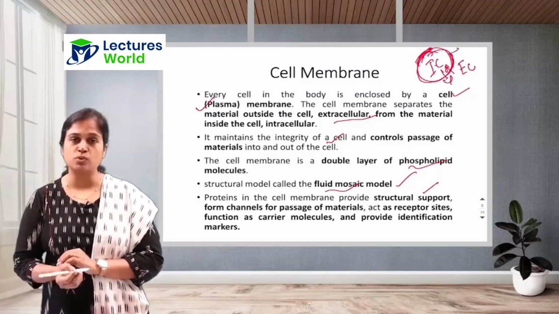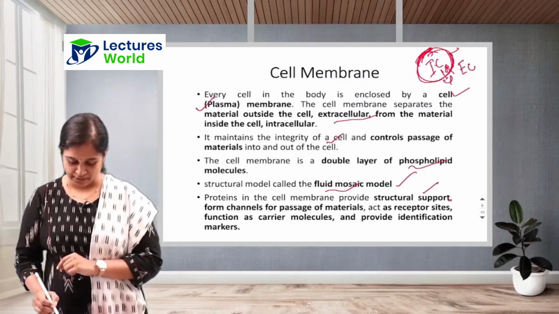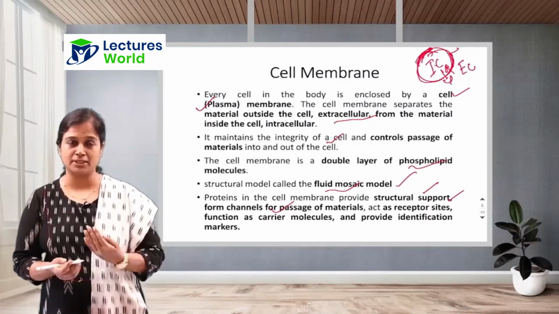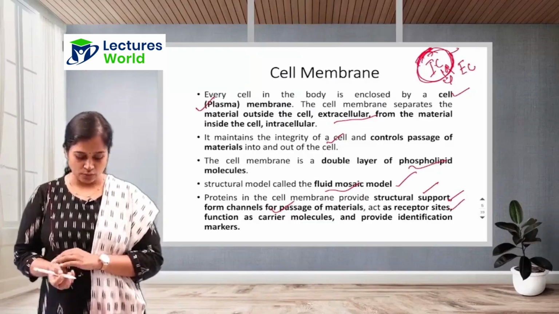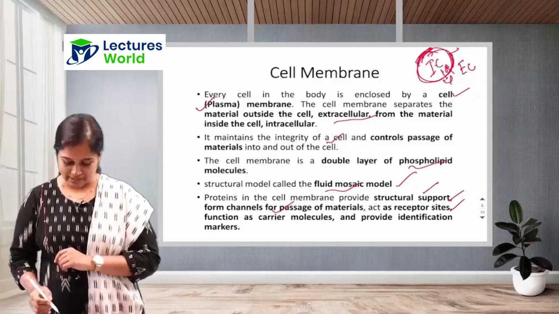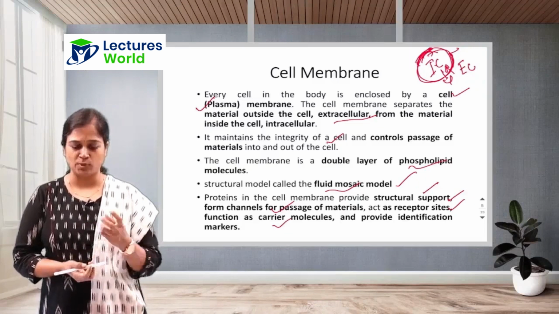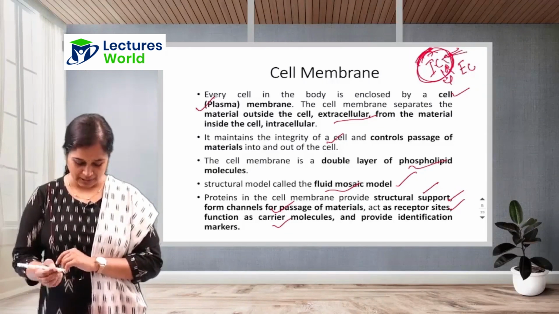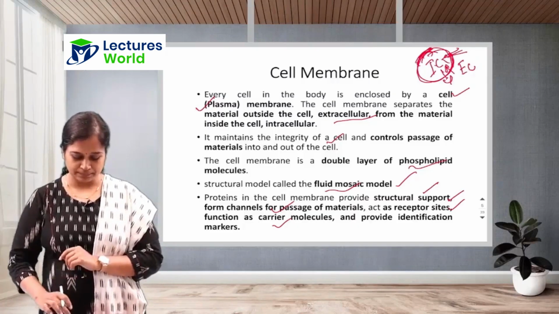The cell membrane also contains proteins. And what is the function of the proteins of the cell membrane? They provide structural support. They form channels for the passage of material. For passing of material, these proteins are important. They act as receptor sites, where certain chemical reactions take place, and they also function as carrier molecules. They carry molecules from the inside of the cell to the outside, or from the outside to the inside, and also provide identification markers.